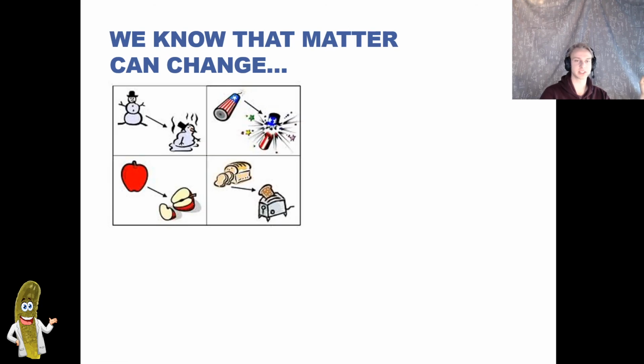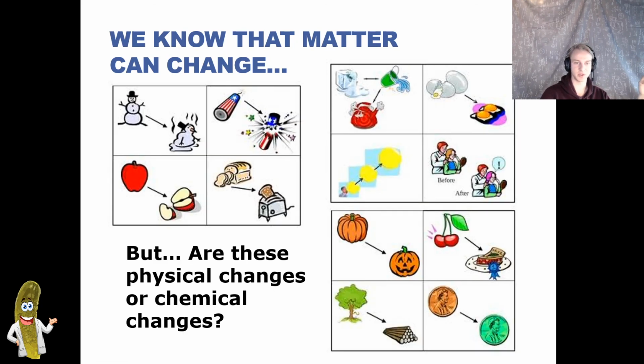You should have learned some of this in grade 9. I know Mr. Yu was doing some of this stuff with the grade 9s, but we'll see. So we know that matter can change, and the idea is change will either be a physical change or it will be a chemical change.